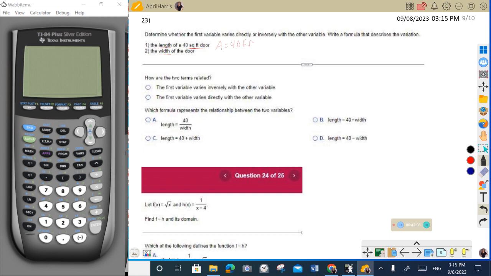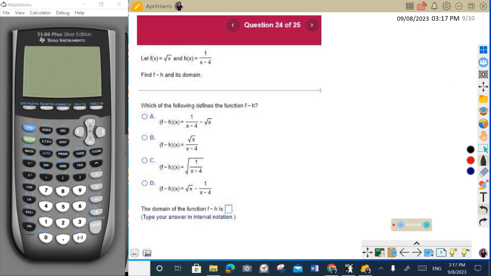Area is a constant right now because it's telling you the area is 40. So how do you find the area of a door? It's length times width. They're telling you the area is 40 square feet. So if you were to solve for length, the first variable, you would solve for L by dividing by W. So 40 over W is equal to the length. That's your equation, and that's inversely. Length varies inversely as width, and the K here, the constant of proportionality, would be 40.